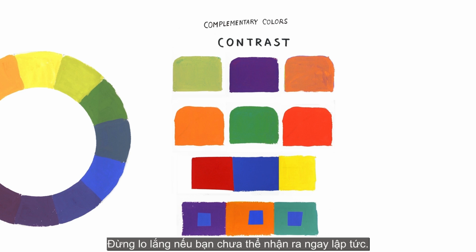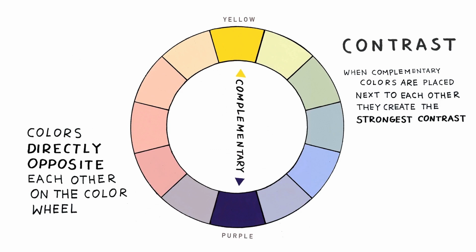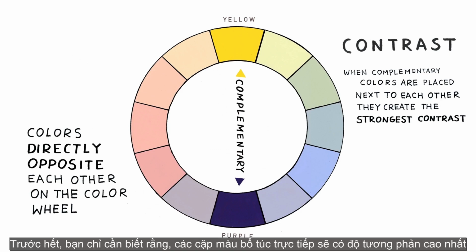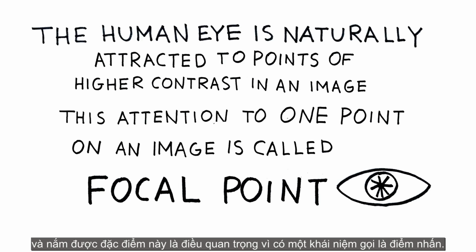And don't worry if you can't see this right away. It will take some training of your eye to be able to see this in some instances. For right now, it is important just to know that complementary colors have the highest contrast for those particular two colors. And knowing that is important because of a thing called focal point.